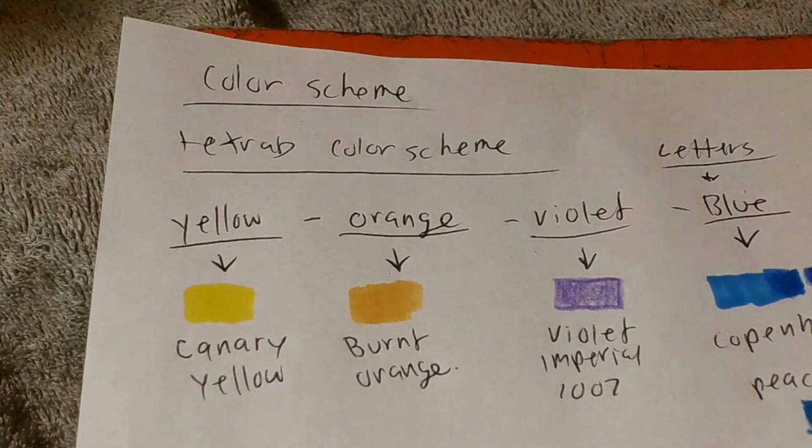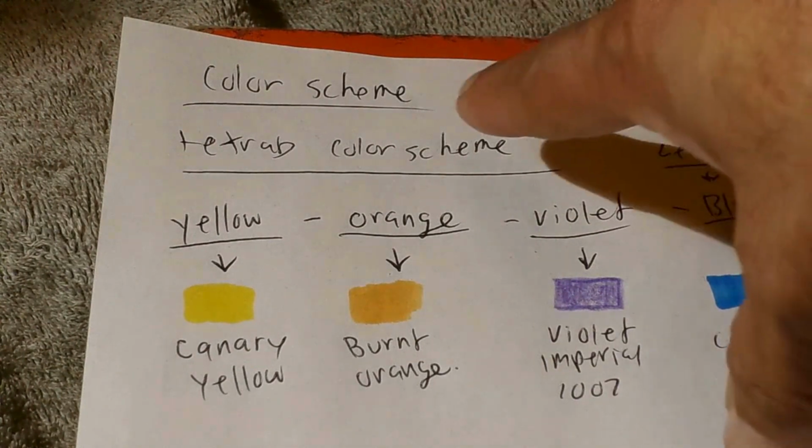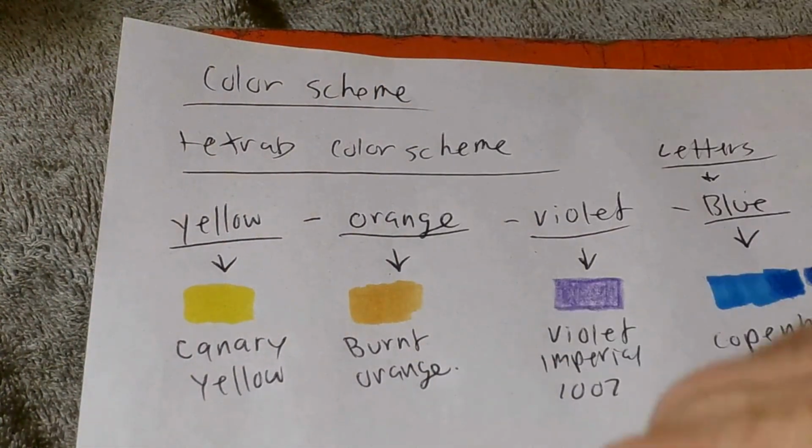So we're going to talk about what a color scheme is. A color scheme is a combination of colors. It creates a mood and harmony for the artwork. Alright, that's the color scheme right there. Now, the color scheme I chose is the tetrad color scheme. What is the tetrad color scheme? A contrast of four colors on the wheel. So if you look at any color wheel, you will see it there.